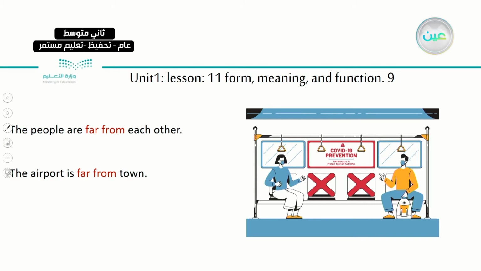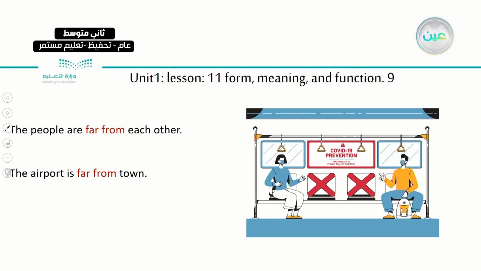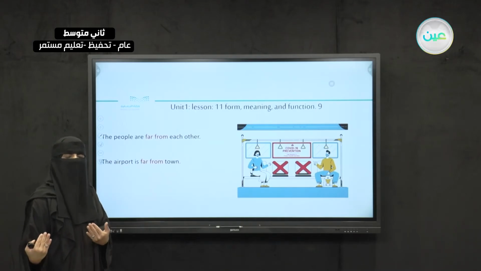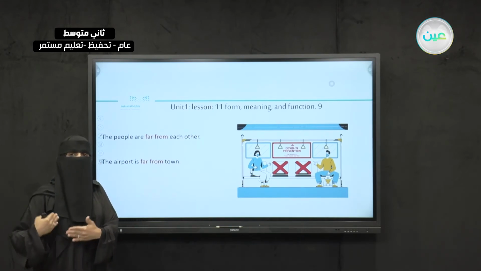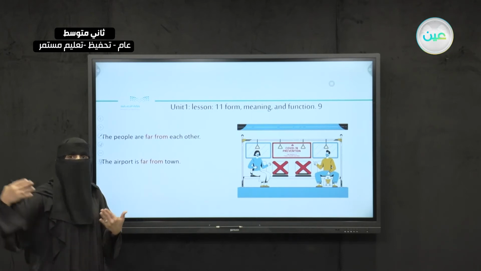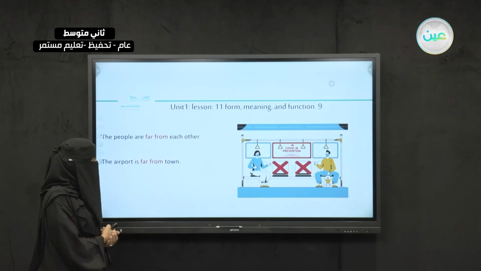Here we have the opposite of near. We have far from. Near and next to have a similar meaning. That means you are close. The opposite is far from. You have a space between the two objects you're talking about. Like here, the people are far from each other. That means there is space between them, okay? They are sitting far from each other. They are leaving a distance between them, okay? They are not sitting in a close range, okay?